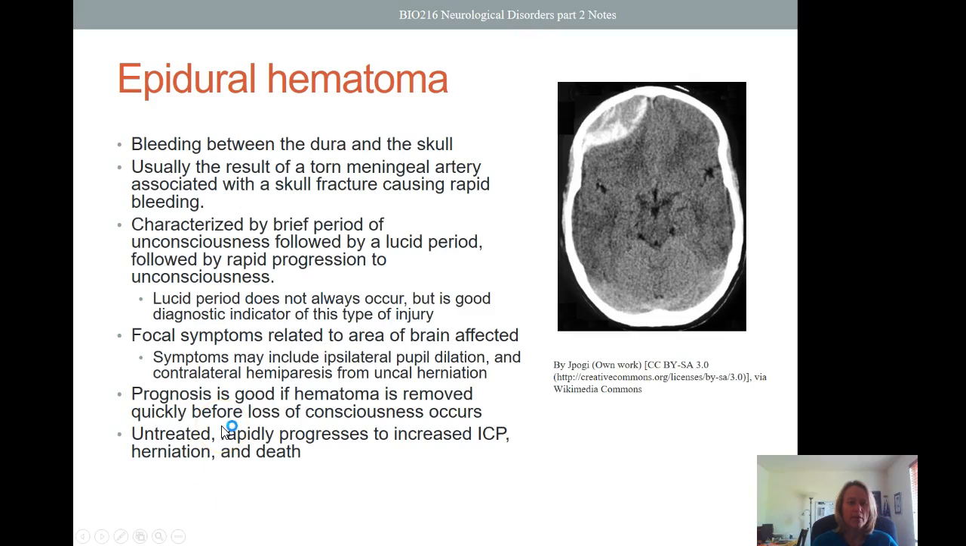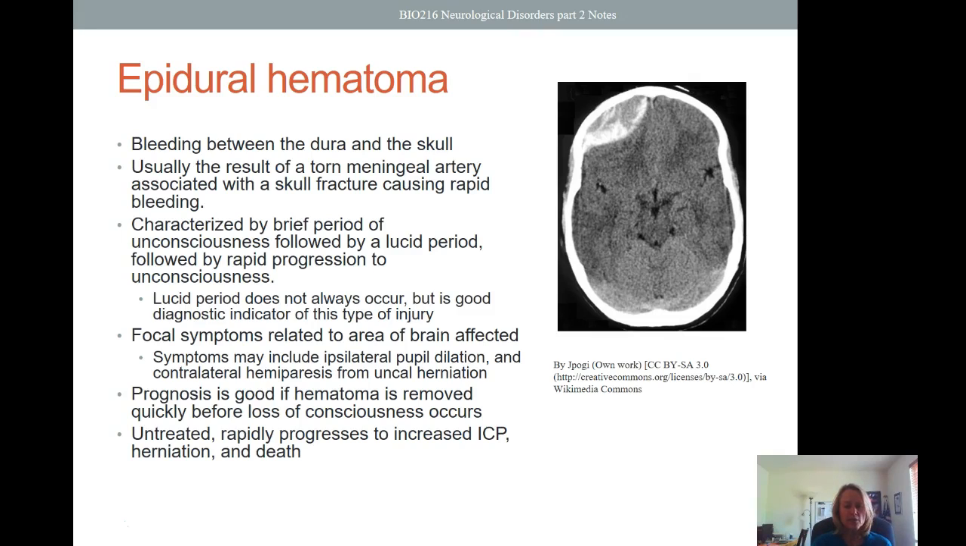So let's talk about epidural hematoma. So once again, it's the bleeding between the dura and the skull, and it's usually the result of a torn meningeal artery associated with a skull fracture. Because it's a torn artery, usually, it causes very rapid bleeding. Epidural hematomas are usually characterized by a brief period of unconsciousness, followed by a lucid period, which then rapidly progresses to unconsciousness. Now, this lucid period does not always occur, but when it does, it's a good diagnostic indicator.